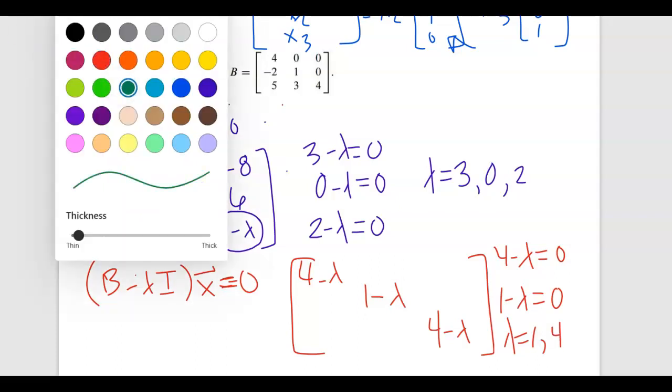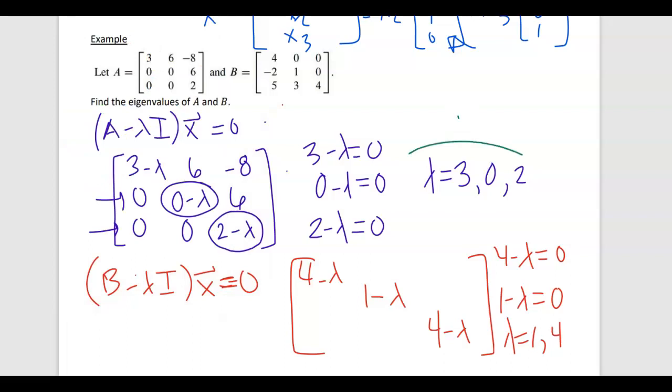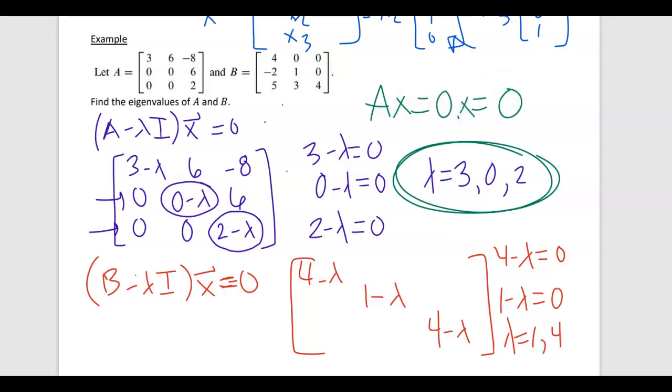One last thing to note here: since I do have a value, Ax equals 0x, which equals 0, when lambda equals 0, which is going to be a non-trivial solution, what that's going to tell us is that we don't have an invertible matrix. So that's something really, really important to note as well.